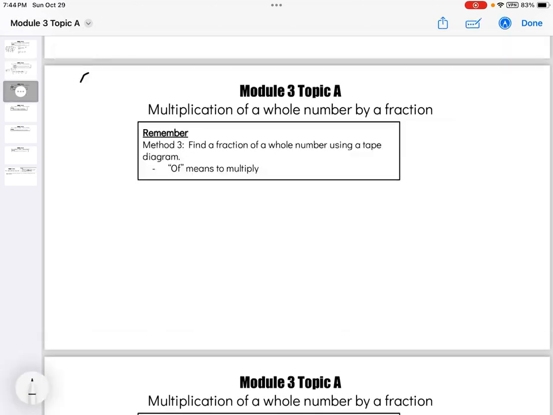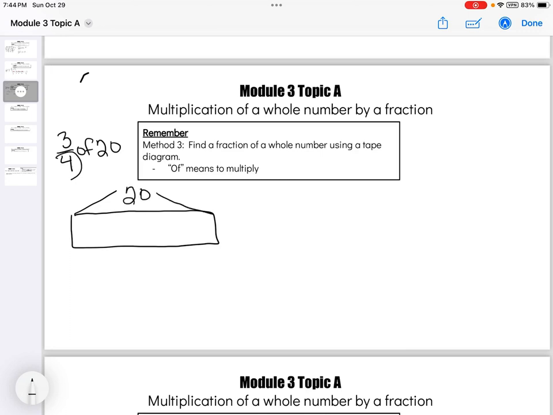Using a tape diagram is another way. We use tape diagrams so much throughout the year, so it's really important that students are familiar with them. Let's say our problem is 3/4 of 20. In this situation, 20 is my whole, and because my denominator is 4, I'm going to cut it into 4 pieces. I am looking for the value of 3 of those units, so I'm going to gather up 3 at the bottom and use my question mark.